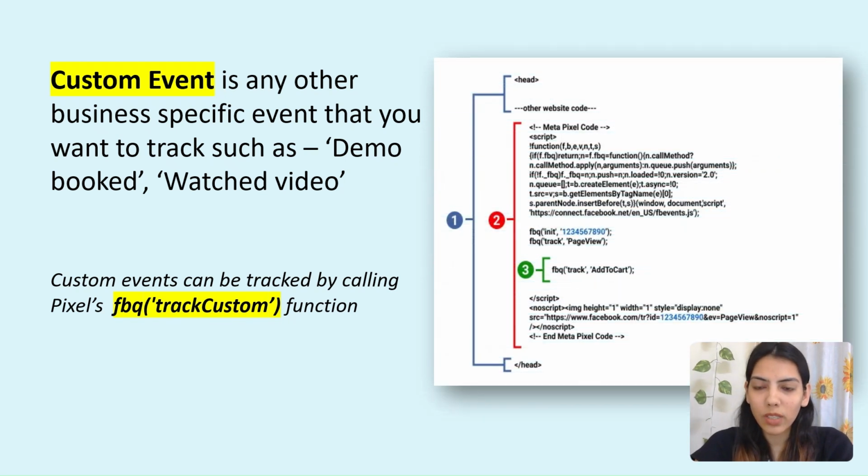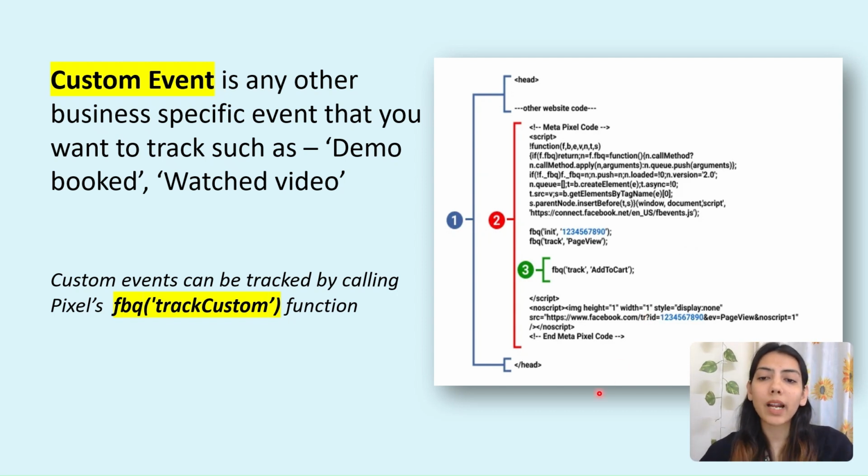Let's go back to the code that we discussed earlier. Here it says FBQ track add to cart because it is a standard event. Now if I have my custom event, I'll have to call the function as FBQ track custom and then demo booked.